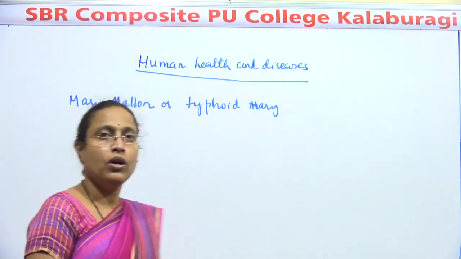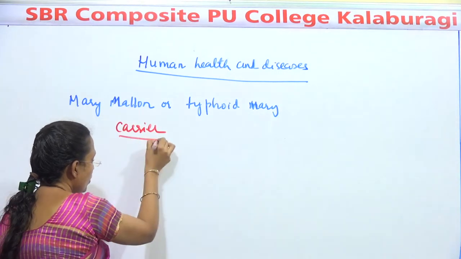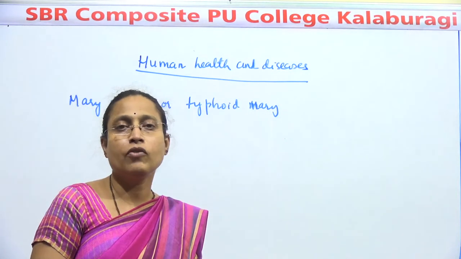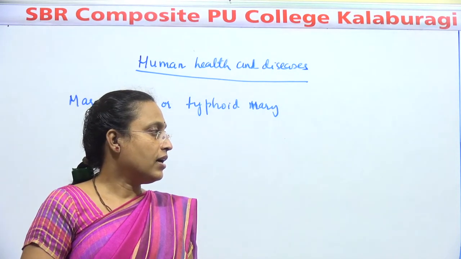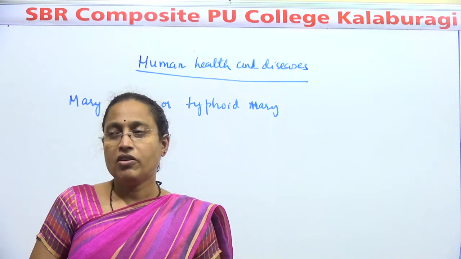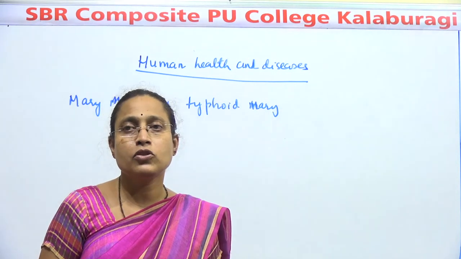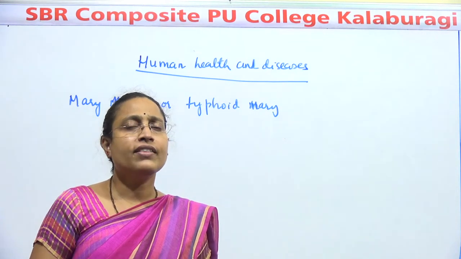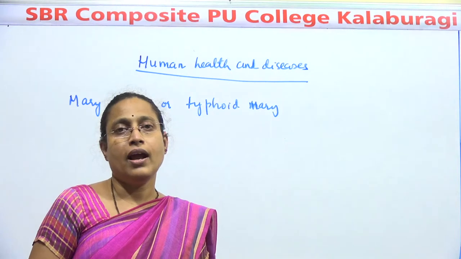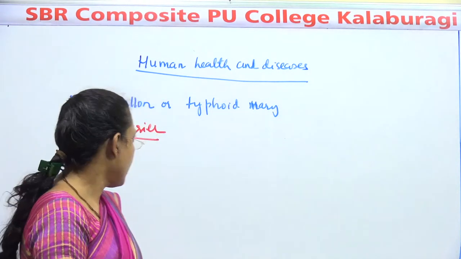So what you should know is that she was a carrier of typhoid. Now, who is a carrier? It doesn't mean carriers exist only for typhoid. Most diseases may have carriers. Carriers are those individuals who do not exhibit the symptoms of the disease and usually are not affected by it, but they carry the pathogens in their body and have a risk of spreading it. Such individuals are called carriers.